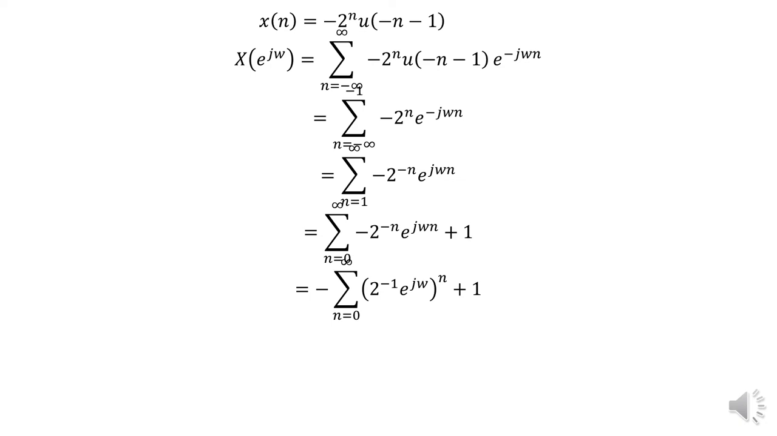I can apply that equation because the magnitude of 2 to the power minus 1 e to the power j omega is less than 1. 2 to the power minus 1 is 0.5, and the magnitude of e to the j omega is 1. So when we multiply, the magnitude will be just 0.5, which is less than 1, right? Therefore I can replace that thing like this. The minus sign will come because it is outside the summation. So minus 1 divided by 1 minus 2 to the power minus 1 e to the j omega, right? Then separately I have plus 1, right?